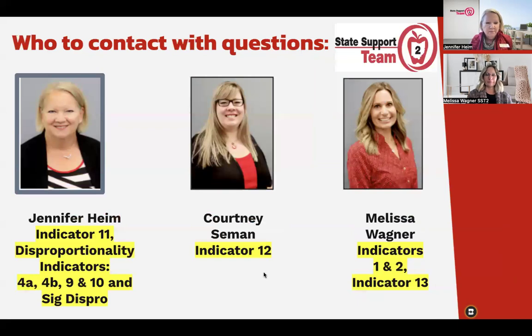Just as a quick reminder, if you have any questions about the special education profile or ratings, you can certainly reach out to us at State Support Team 2. The way we have divided the indicators up is that I will support all indicator 11, which is child find, disproportionality indicators, which are 4A, 4B, 9, and 10, and significant disproportionality. And I'll talk about all of those in a little more depth in a moment.